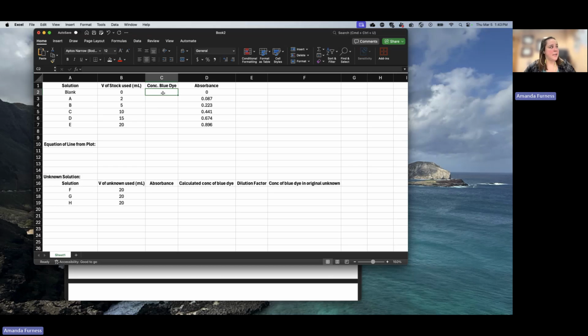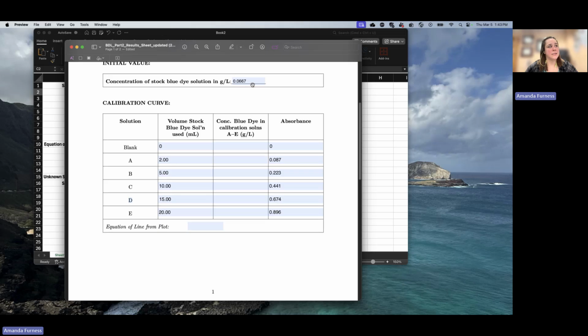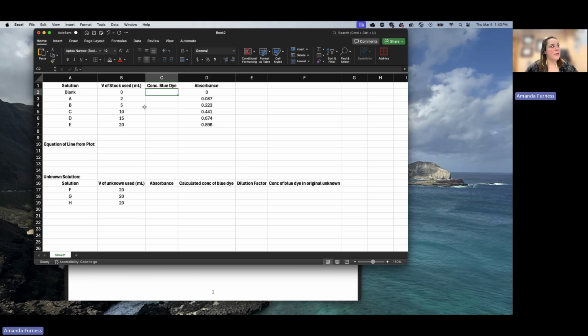All right, in this case, our M1 is going to be our initial concentration. So for mine, my initial concentration is this stock concentration, 0.0667. My V1 is going to be whatever's in this column here. And then my V2 was the 200 milliliters because every time I diluted to 200 milliliters in those volumetric flasks. And what I'm solving for then is M2.